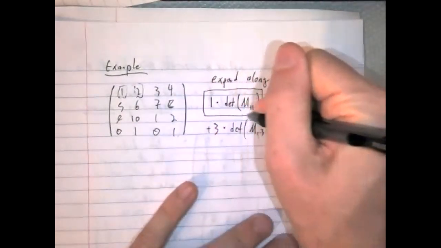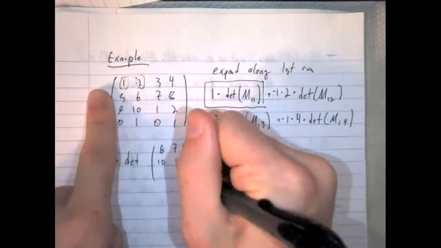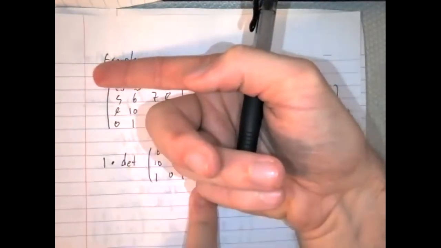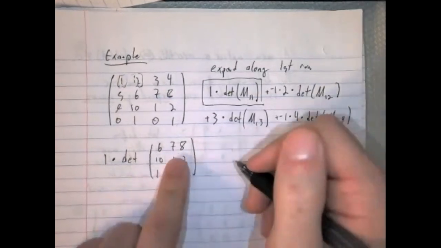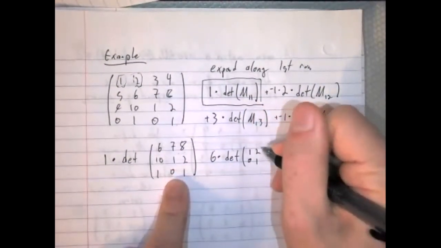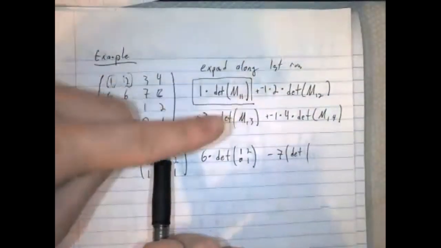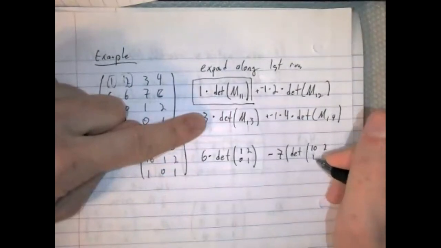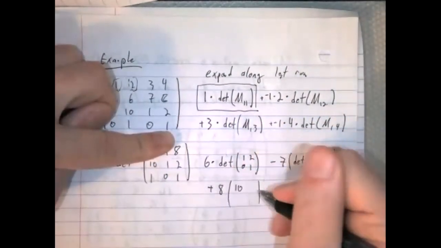Let's actually compute 1 times det M11. This is 1 times the determinant of the minor, 6, 7, 8, 10, 1, 2, 1, 0, 1. This is the minor that I get from deleting the first column and the first row. And now I just repeat the procedure. What's the determinant of this? Once again, let me expand along the first row. It's going to be 6 times the determinant of 1, 2, 0, 1, minus 7 times the determinant of the cofactor 10, 2, 1, 1, then plus 8 times the determinant of the cofactor 10, 1, 1, 0.